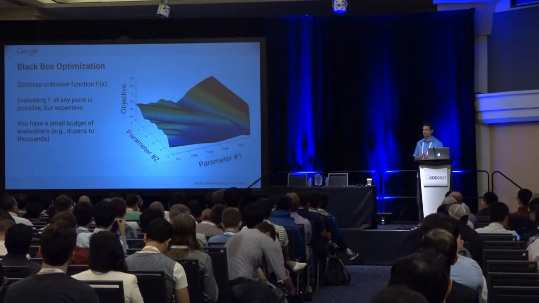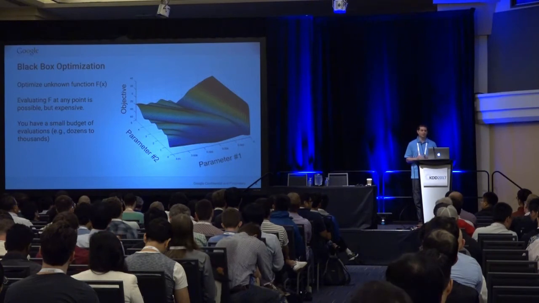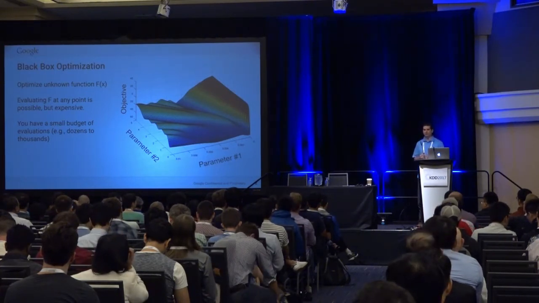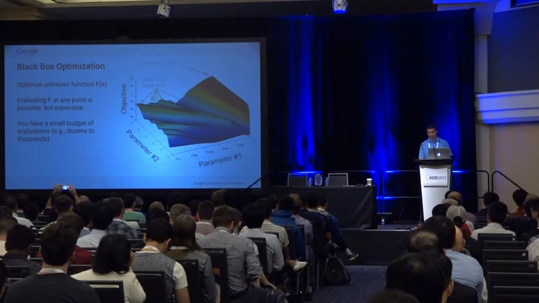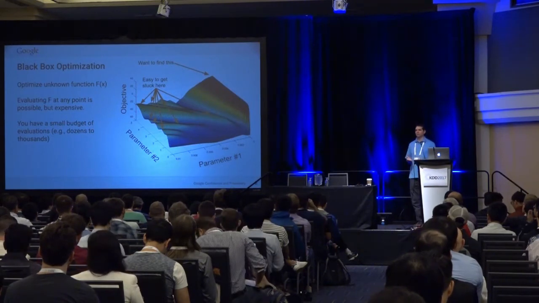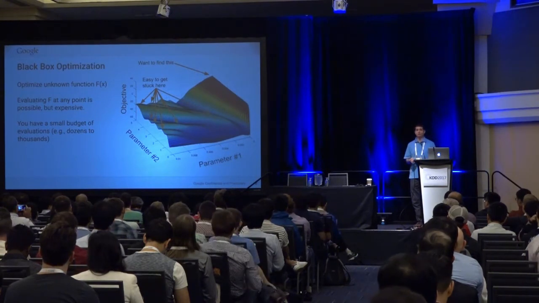And we make minimal assumptions about the objective function that you're trying to optimize here. In particular, we're not assuming that it's convex or concave. It can have lots of local optima that you really want to avoid. You're really looking to find the global optimum, or at least do as well as you can, given your very limited budget for evaluations.